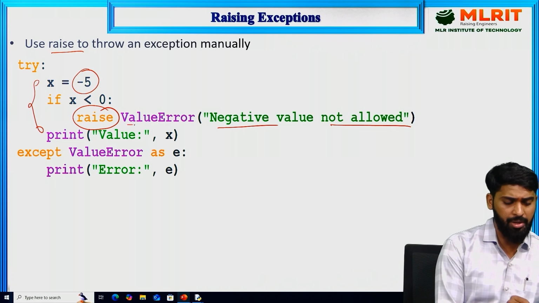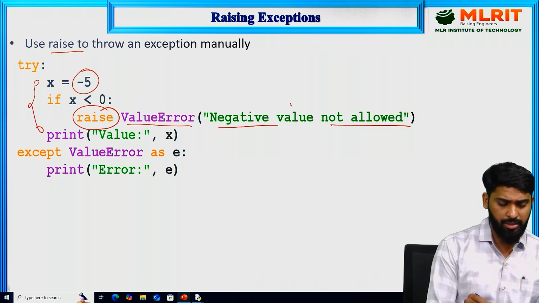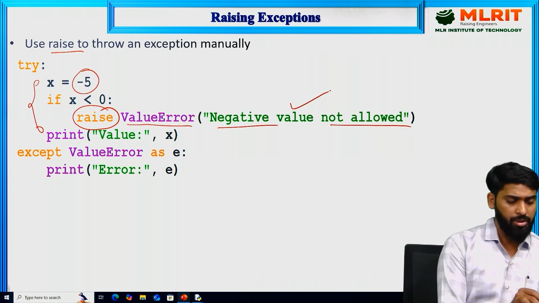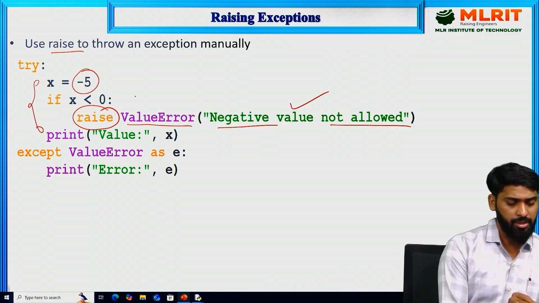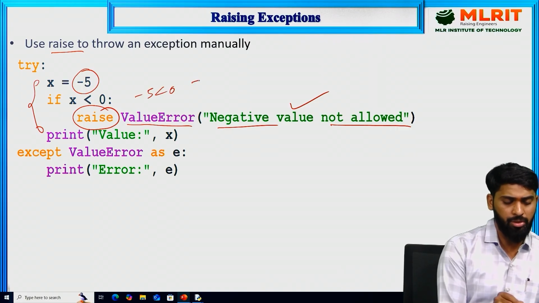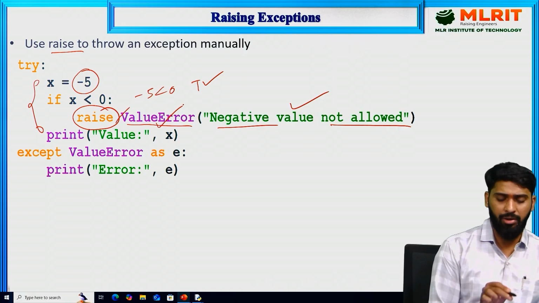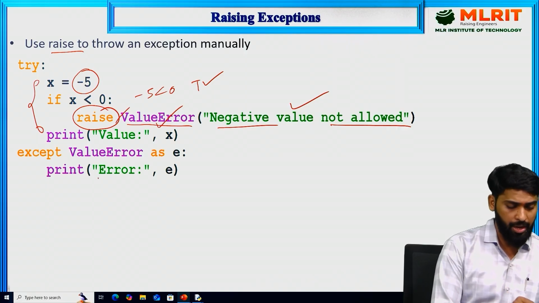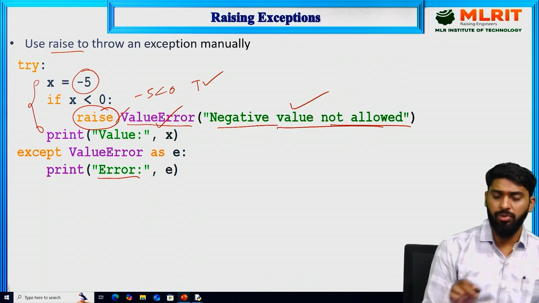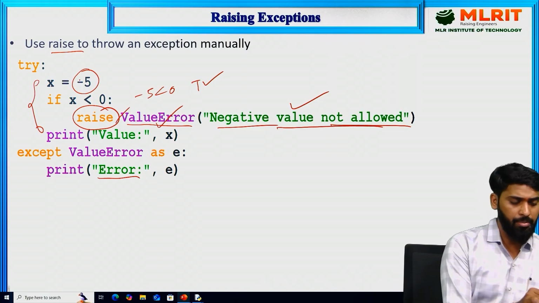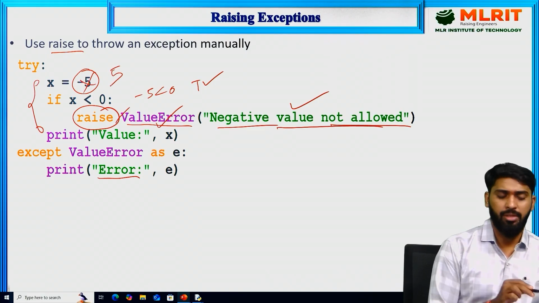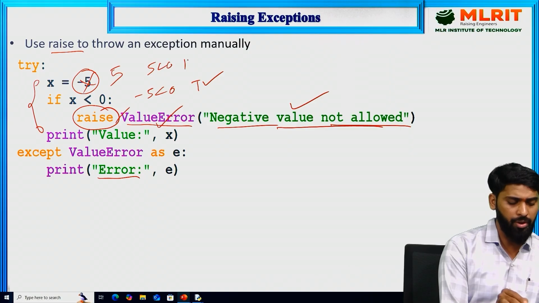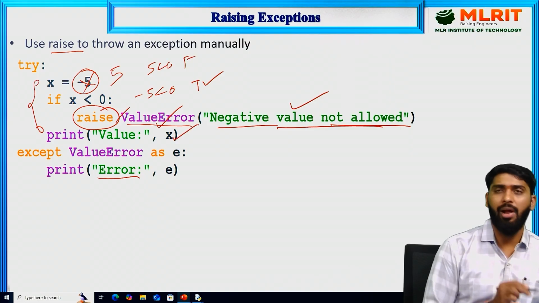What is the error name here? ValueError, and this is the message. Now here I entered -5. So -5 less than 0, true. So we will raise the error. What is the type of the error? ValueError, and the message is negative value not allowed. So it prints error, negative value not allowed. If for example the x value is 5, 5 less than 0, false. So it will print value 5.